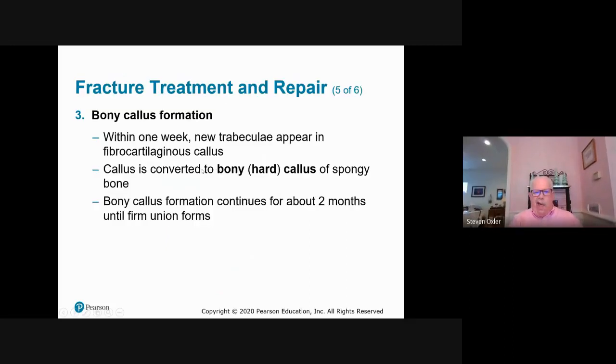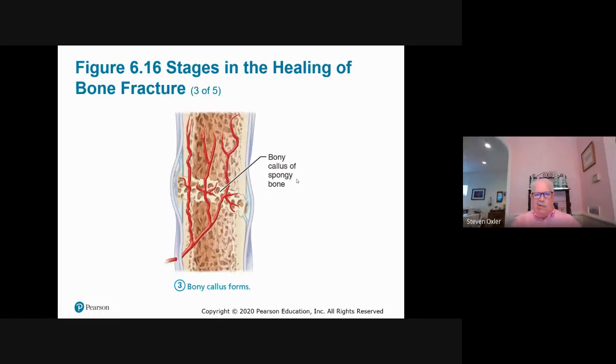The third step is bony callus formation. Within a week, trabeculi appear. The callus is converted into a bony callus, and it takes about 2 months to form. Calcium is now added to the callus. Here it is. Calcium is now added to the matrix. A bony callus forms.